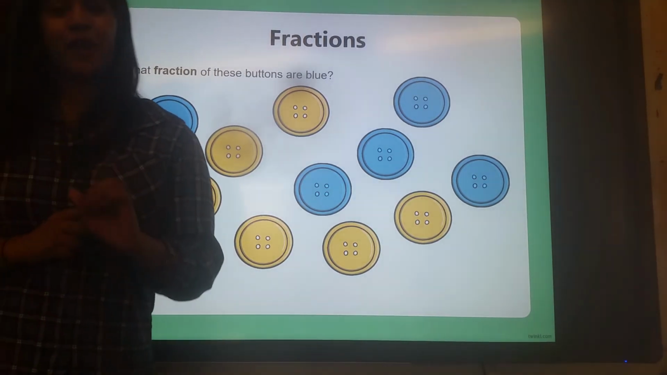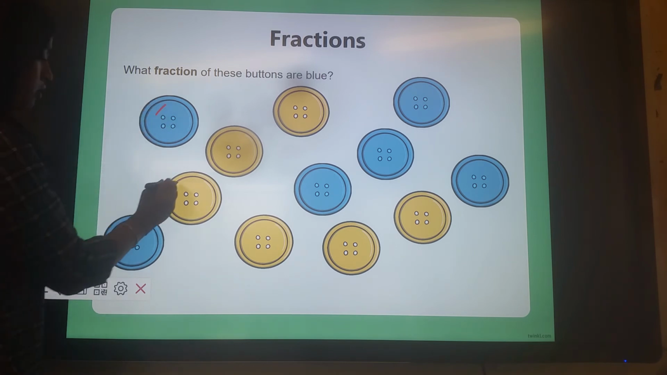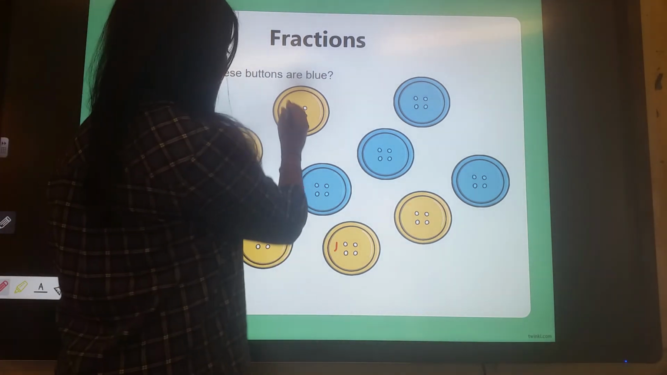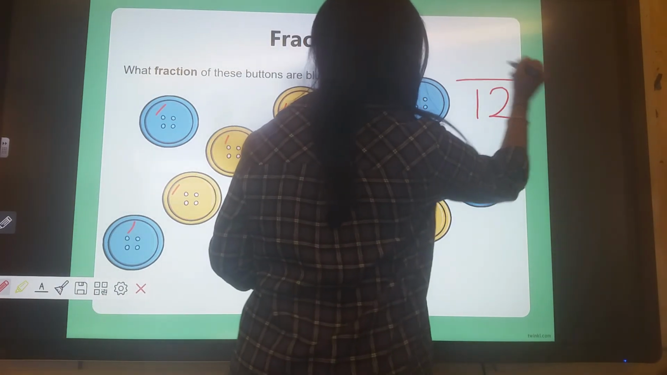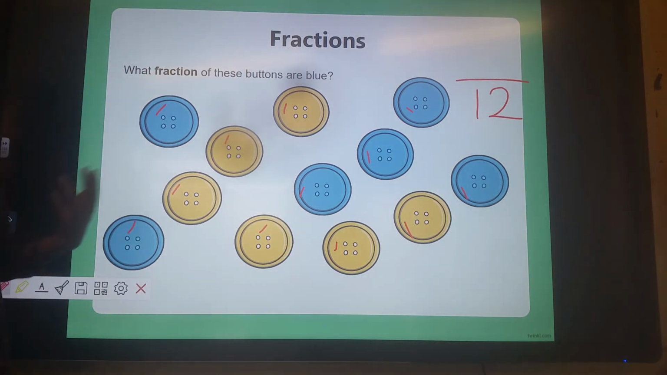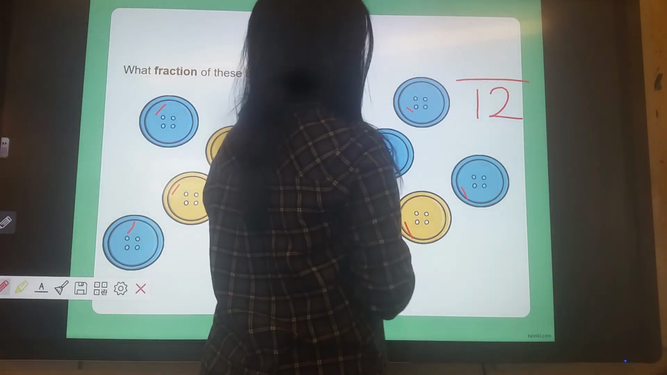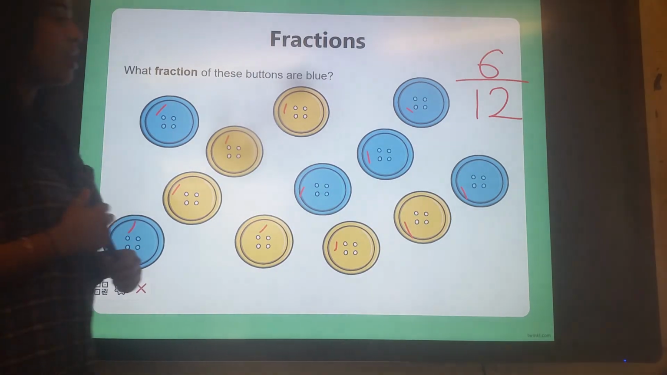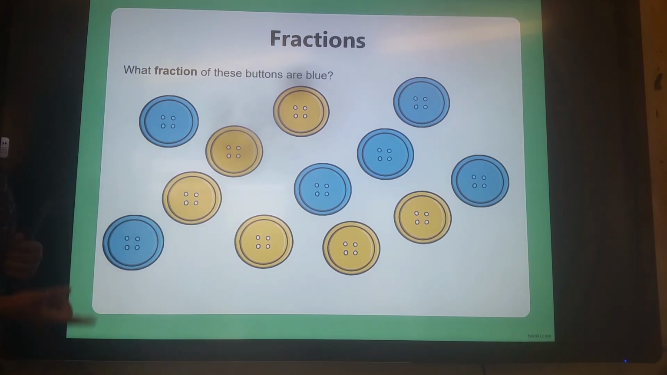Next question, off you go. Okay, let's have a look. What fraction of these buttons are blue? So firstly, I need to add how many buttons there are in total. So 1, 2, 3, 4, 5, 6, 7, 8, 9, 10, 11, 12. So there are 12 buttons in total, and that's going to be my denominator. For my numerator, I need to count how many buttons are blue. So 1, 2, 3, 4, 5, 6. Okay? So that's how many buttons are blue, and you could also write a half as well. So well done if you got that question correct.